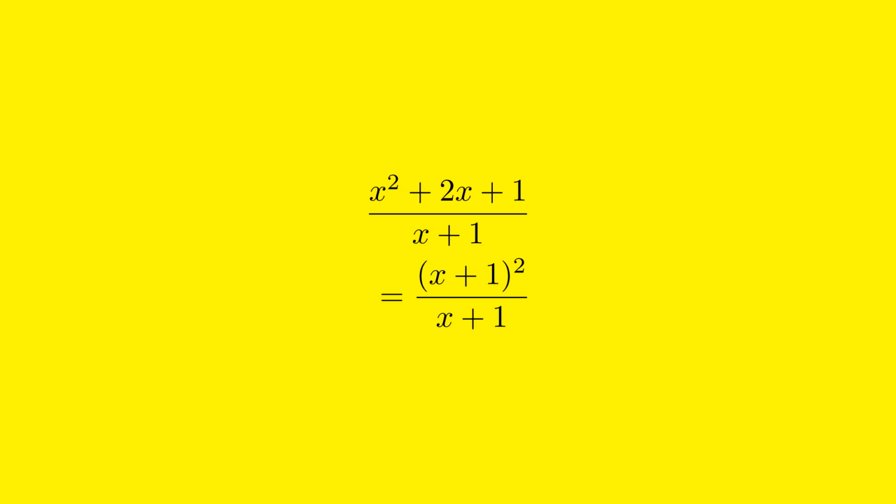Now, the original expression x squared plus 2x plus 1 over x plus 1 can be rewritten as x plus 1 all squared over x plus 1. At this step, we see how the expression has been altered, transforming the numerator to a factored form. This helps us to see potential common factors in the numerator and the denominator.